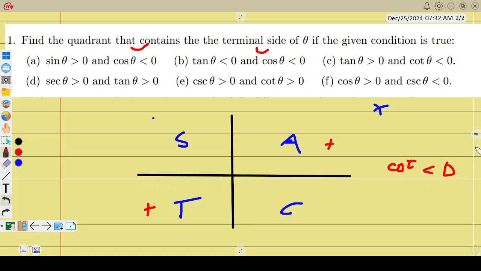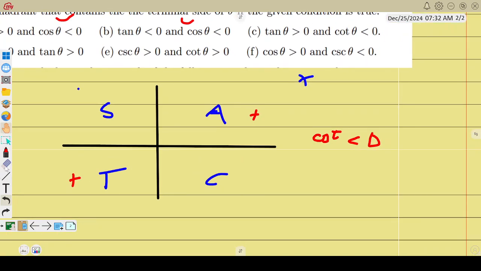Okay, so cot should be less than 0. So where is cot negative? At this point you have to remember what cot means. We've said cot is related to tan. So cot is 1 over tan.